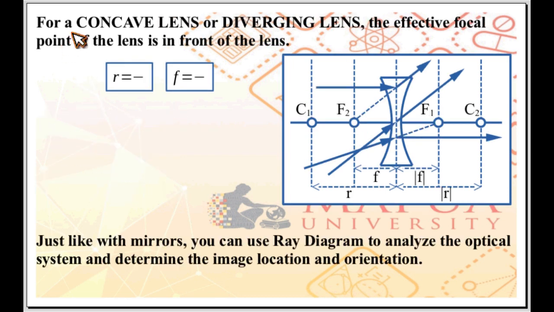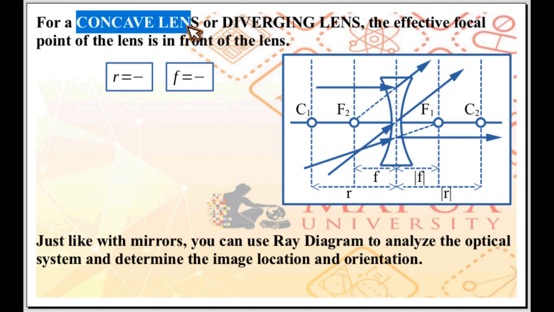On the other hand, for a concave lens, also known as a diverging lens, the effective focal point of the lens is in front of the lens. Thus, F is negative and R is also negative. So the focal length is negative. The same goes for the radius of curvature. R is negative, F is negative.